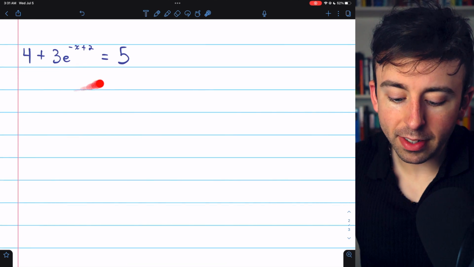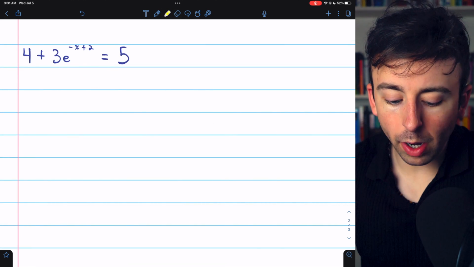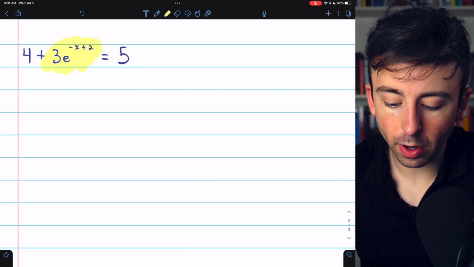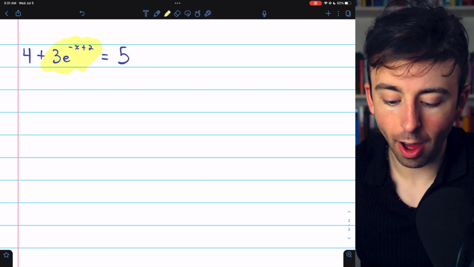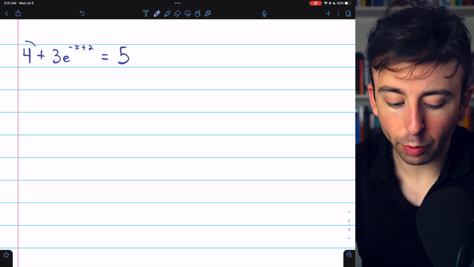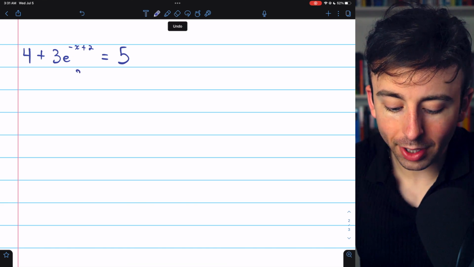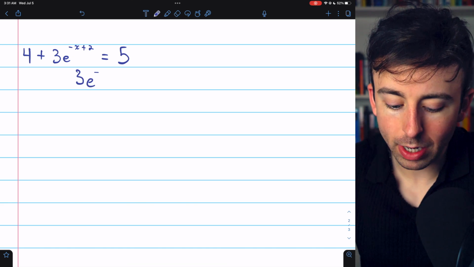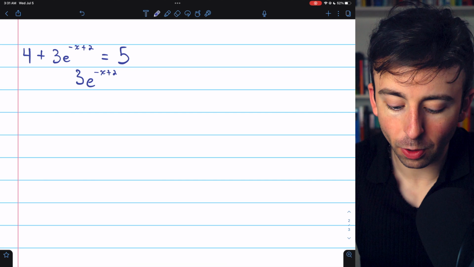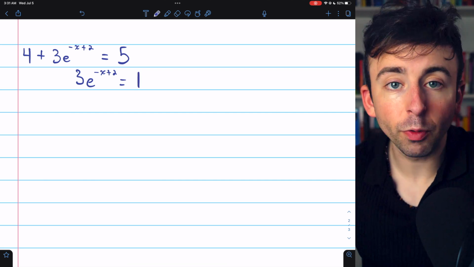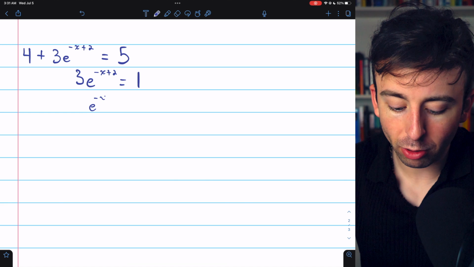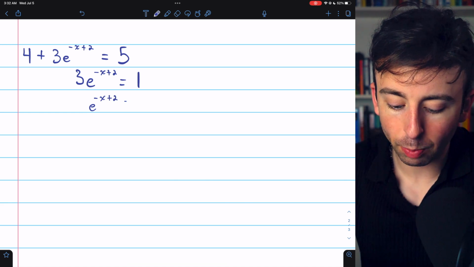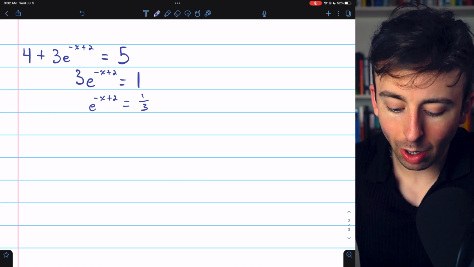This next problem is similar to the previous one. We want to get the exponential expression on the left all by itself. That way we can clean it up by taking a log. So let's subtract 4 from both sides. On the left, that's just going to leave 3e to the negative x plus 2. On the right, 5 minus 4 is 1. Then divide both sides by 3. So on the left, we have e to the negative x plus 2, and on the right, we have 1/3.